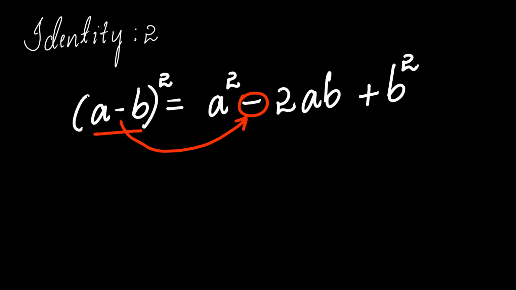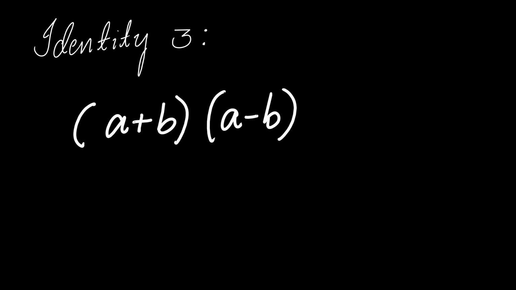So please remember this, if there is a minus between a and b, the middle term also becomes minus. So remember this simple idea. If there is a plus outside, then there will be plus in the middle. If there is a minus in the outside term, then there will be minus in the middle term. The next identity is called difference of squares. So, (a + b)(a − b) = a² − b².